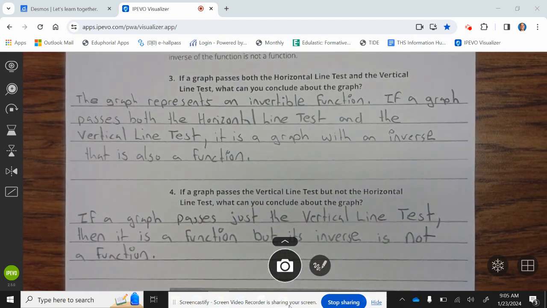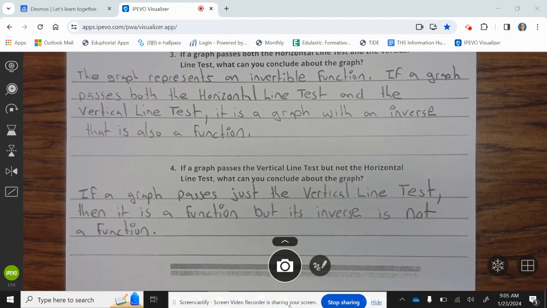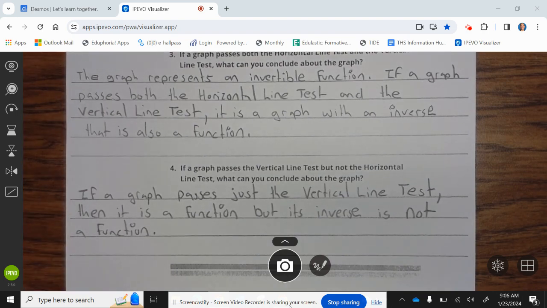3. If a graph passes both the horizontal line test and the vertical line test, what can you conclude about the graph? The graph represents an invertible function. If a graph passes both tests, it is a graph with an inverse that is also a function. 4. If a line passes the vertical line test but not the horizontal line test, what could you conclude about the graph? If a graph passes just the vertical line test, then it is a function, but its inverse is not a function. All right, let's take a look at the next page.